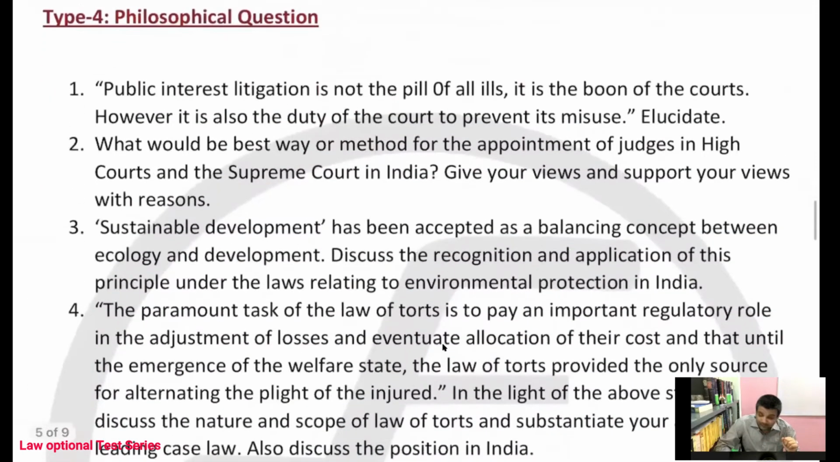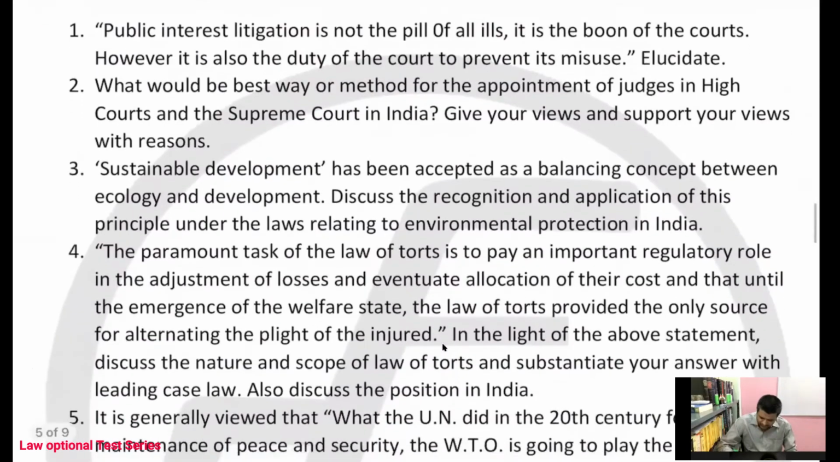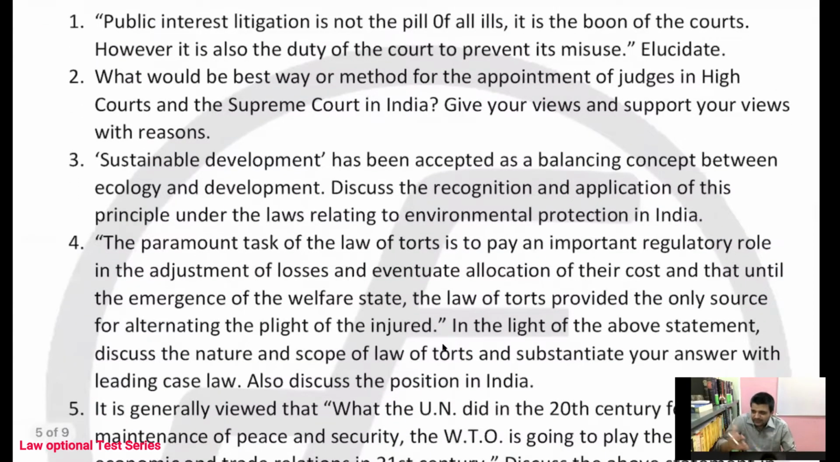Now comes the fourth type of question that is, I think, the toughest one, right? That is the philosophical question. Just take a beautiful line from any judgment and write down for the stock or business. Right? So how to handle that? See, a lot of philosophical questions actually. The philosophical questions are day by day actually increasing, right?